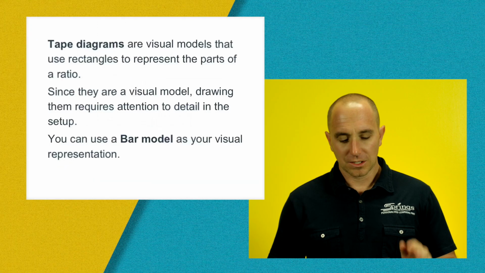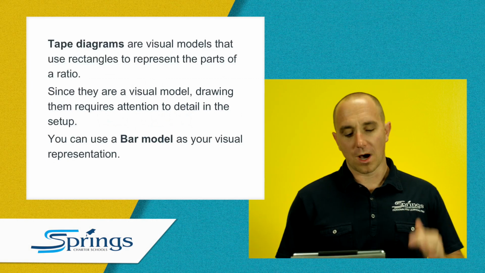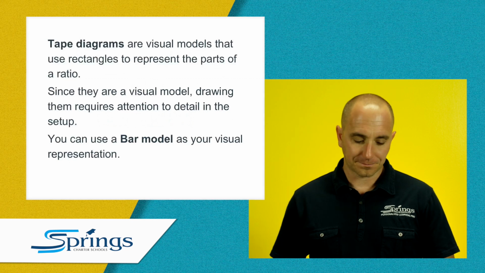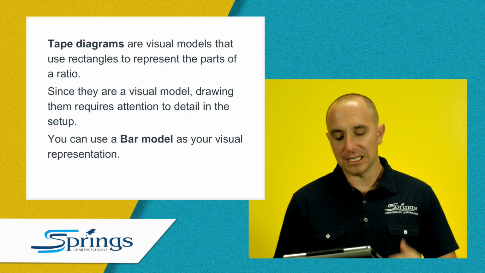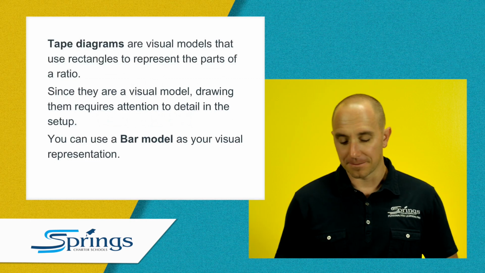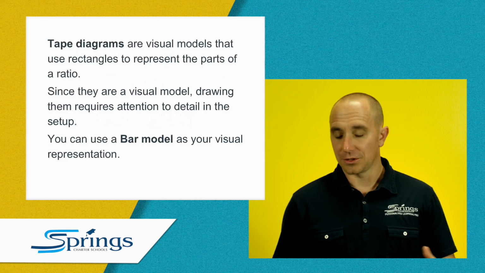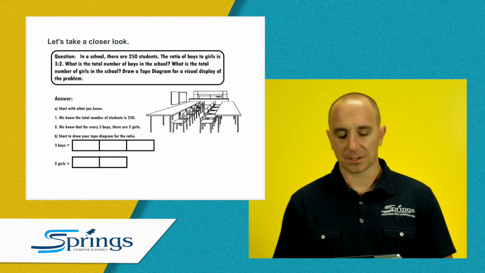Okay, so a tape diagram. Tape diagrams are visual models that use rectangles to represent the parts of a ratio. Since they are a visual model, drawing them requires attention to detail in the setup. Keep that in mind. You can use a bar model as your visual representation. Let's take a closer look to bring this into focus.